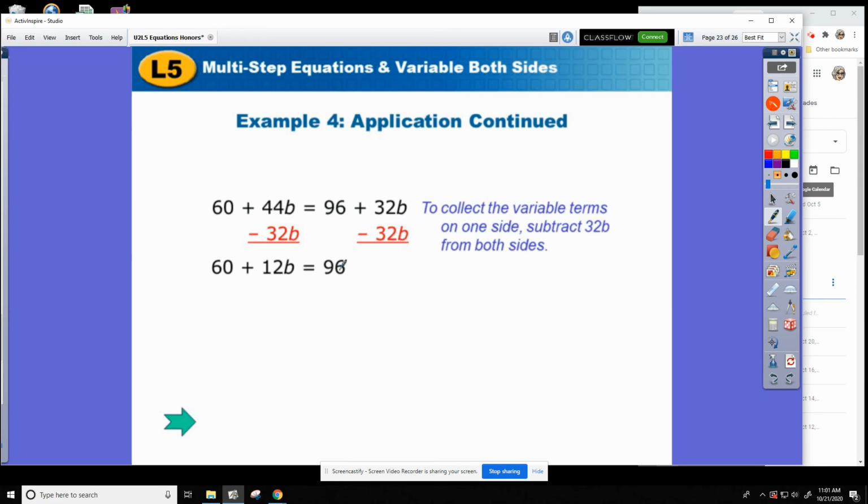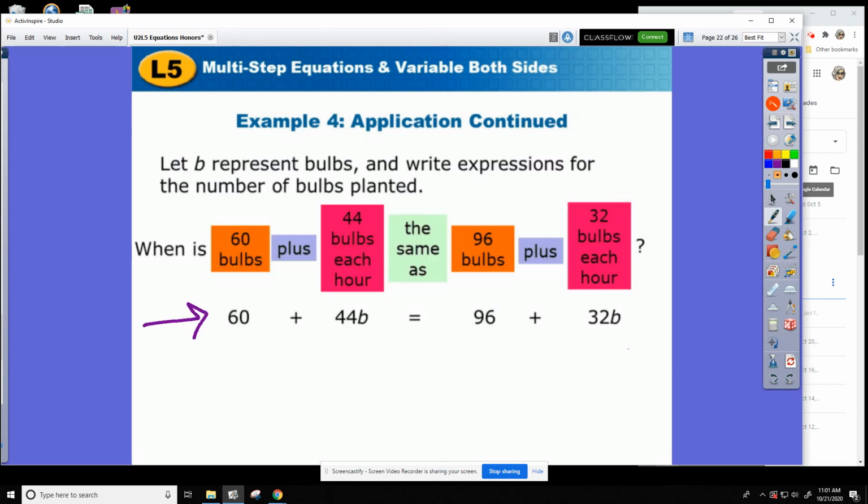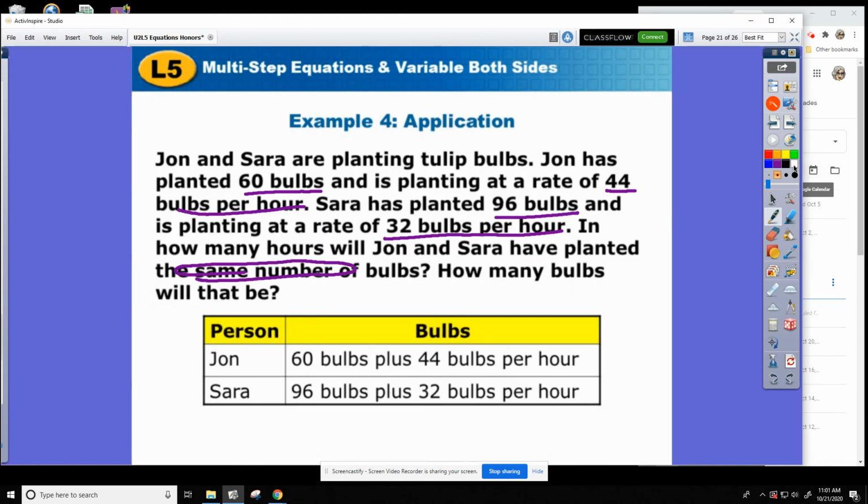Okay, so they already did the 32. I copied that down. So if I minus 60, 12b equals 36, that's a capital B. B equals 3. So 3 hours. When you have a real world or word problem, think about what they're asking. They're asking how many bulbs, and how many hours will they get the same? So that's what we answered, in 3 hours.